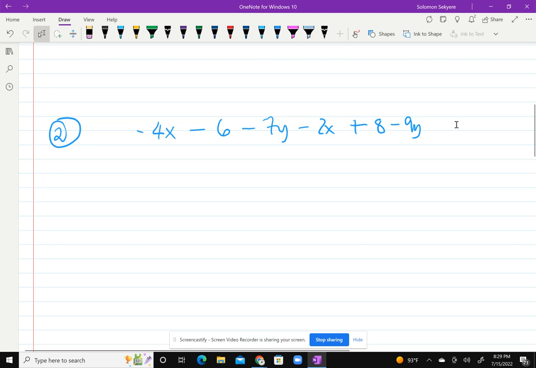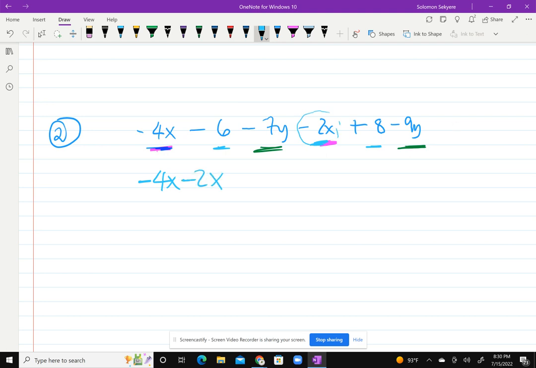Okay, let's go over here and do this one. Simplify this. What you're going to do, first identify the like terms. Underline them. There's an x term right here, there's x here. And then what else? There is a y, and there is a y. And then I have an integer and an integer. Okay, I'm going to group them. So I have negative 4x. This negative 2x here, the negative sign goes with it. So negative 4x minus 2x.